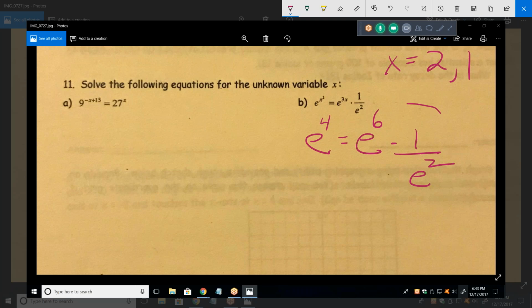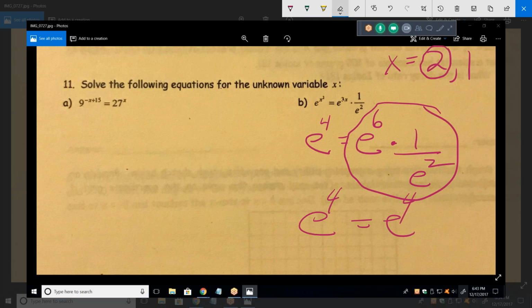That's proper? Well, in other words, you've got to figure out what that is. What's e to the 6th times 1 over e squared? E to the 3rd. What do you do with the exponents when you're dividing? You subtract them. So what's 6 minus 2? E to the 4th. Okay, so we get e to the 4th equals e to the 4th. Everything's copacetic. That's a proper answer.